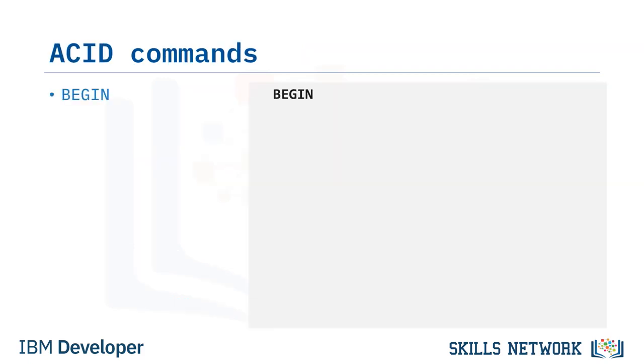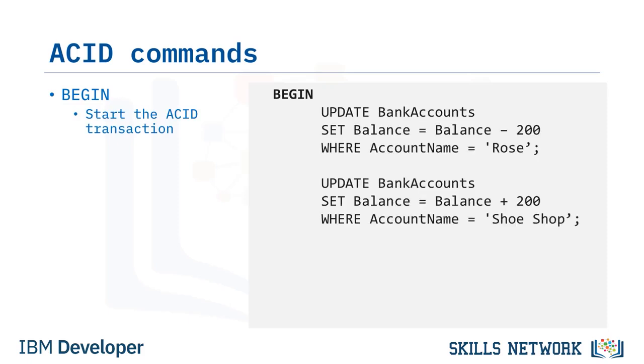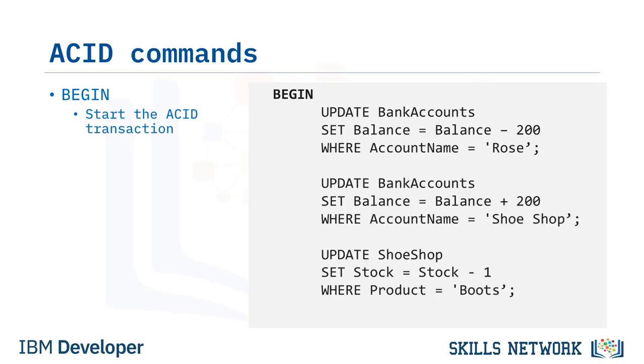To start an ACID transaction, use the command begin. In DB2 on Cloud, this command is implicit. Any commands you issue after that are part of the transaction until you issue either commit or roll back.